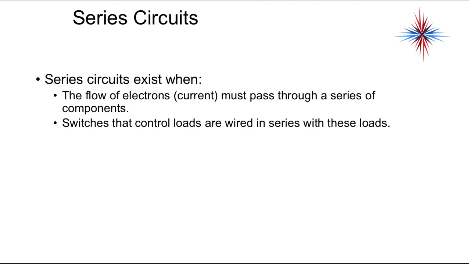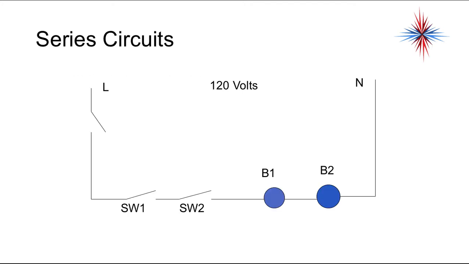Now, a series circuit is one type of circuit we can talk about. A series circuit exists when there's a single path for electrons to flow. In other words, everything must be in series, one right after the other. There are no alternates. So switches that control loads are wired in series with these loads. There's no path for electricity to flow around a switch. This is an example of a series circuit.